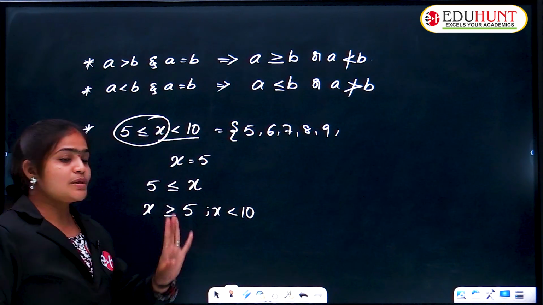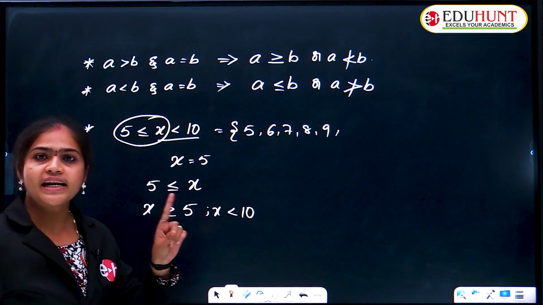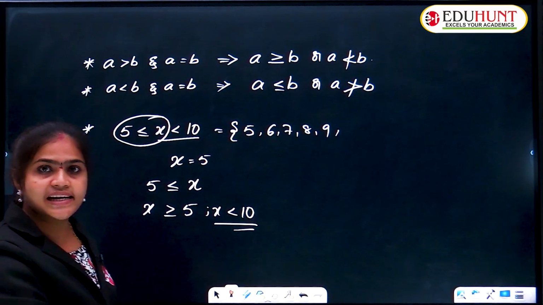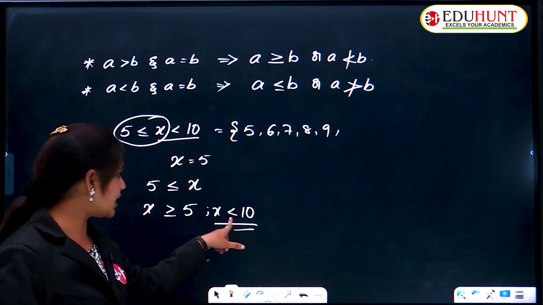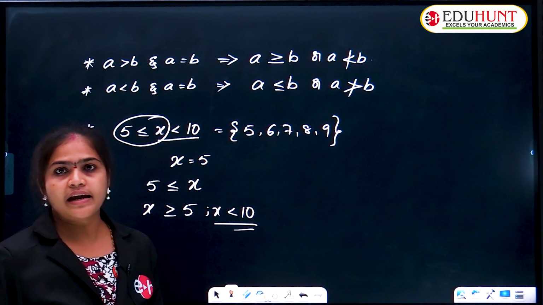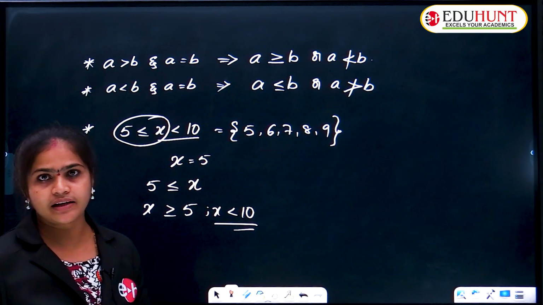Here, is it possible to add the 10? We should not add the 10. Why? Because here x is less than 10. The x value is less than 10 only, but not equal to 10 here. Understand? That's why 5 to 9. In this manner you have to write that.